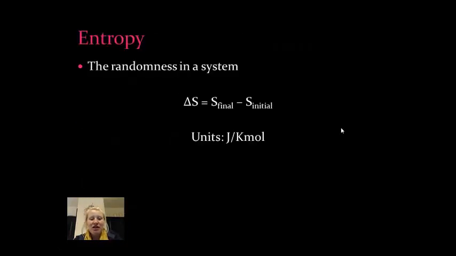So entropy is a measure of the randomness in a system. Entropy has the symbol S, and if we're measuring the change in entropy, we're going to subtract the randomness at the end of our reaction minus the randomness in the beginning of our reaction. And the units for entropy are joules per Kelvin mole.